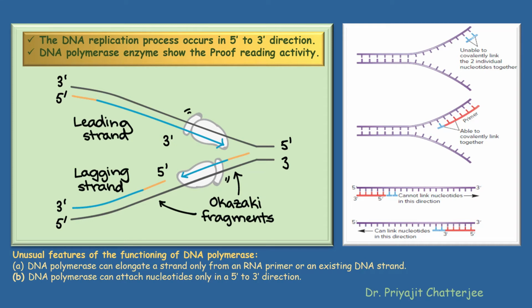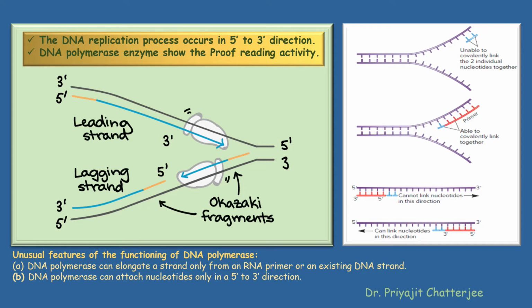Now, when DNA replication elongation occurs, one of the strands is synthesized continuously. That strand is known as the leading strand, and the other strand is synthesized in a discontinuous manner. So many small fragments are produced. This strand is known as the lagging strand, and the smaller fragments were named as Okazaki fragments.